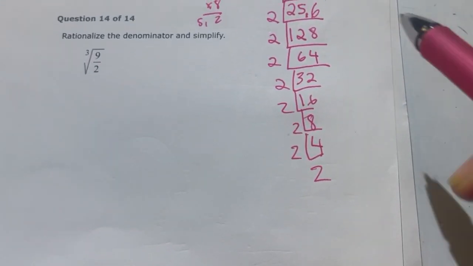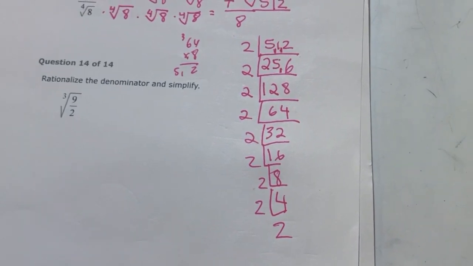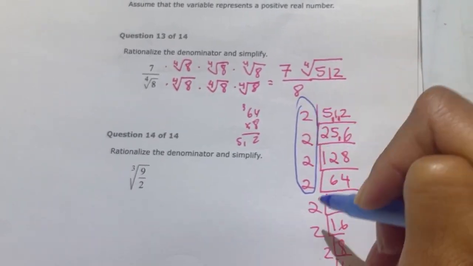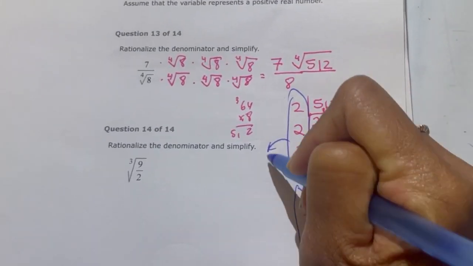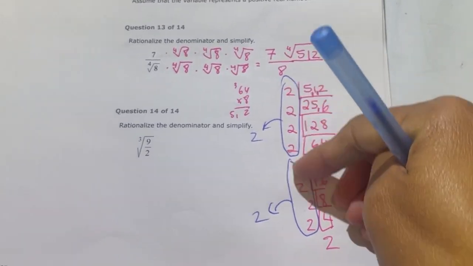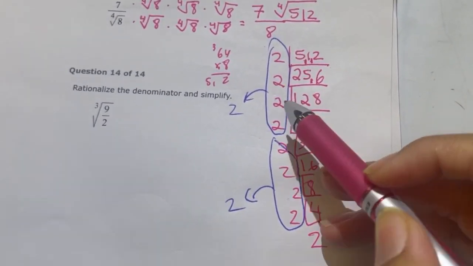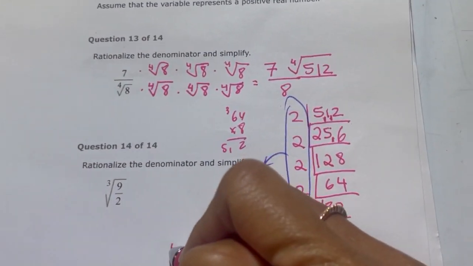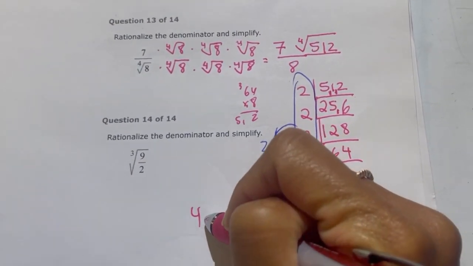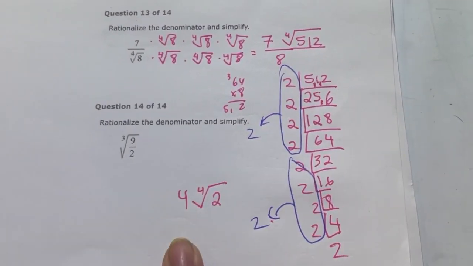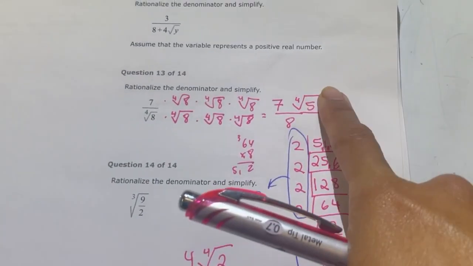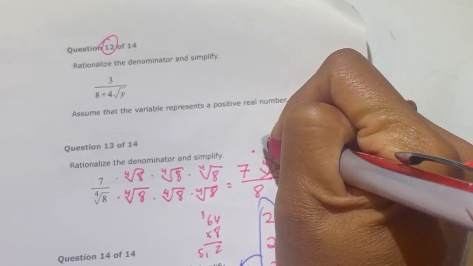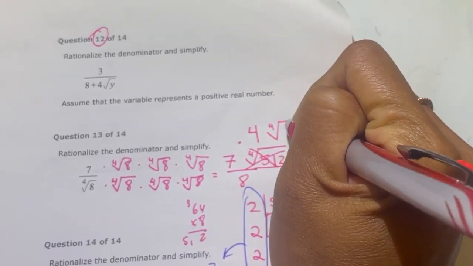So how many do I need to be able to pull it outside of the radical? 4. So how many groups of 4's do we have? We have 2 groups of 2's. So outside, I have a 2 times 2, which is 4. And inside, I have what left over? 2. And remember, that's to the fourth root. So here, this fourth root of 512 becomes 4 times the fourth root of 2, and with the 7, that's 7 times 4 and the fourth root of 2.